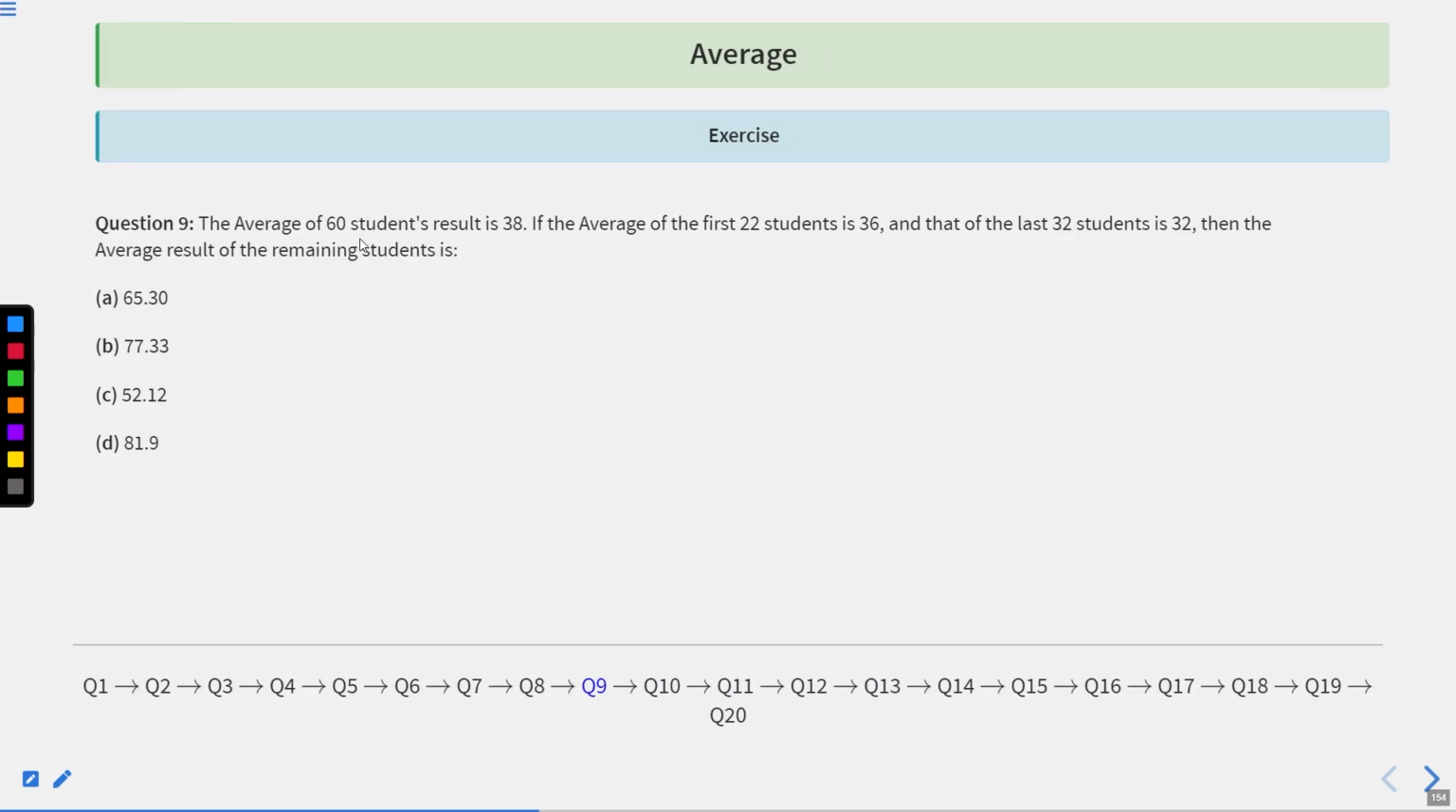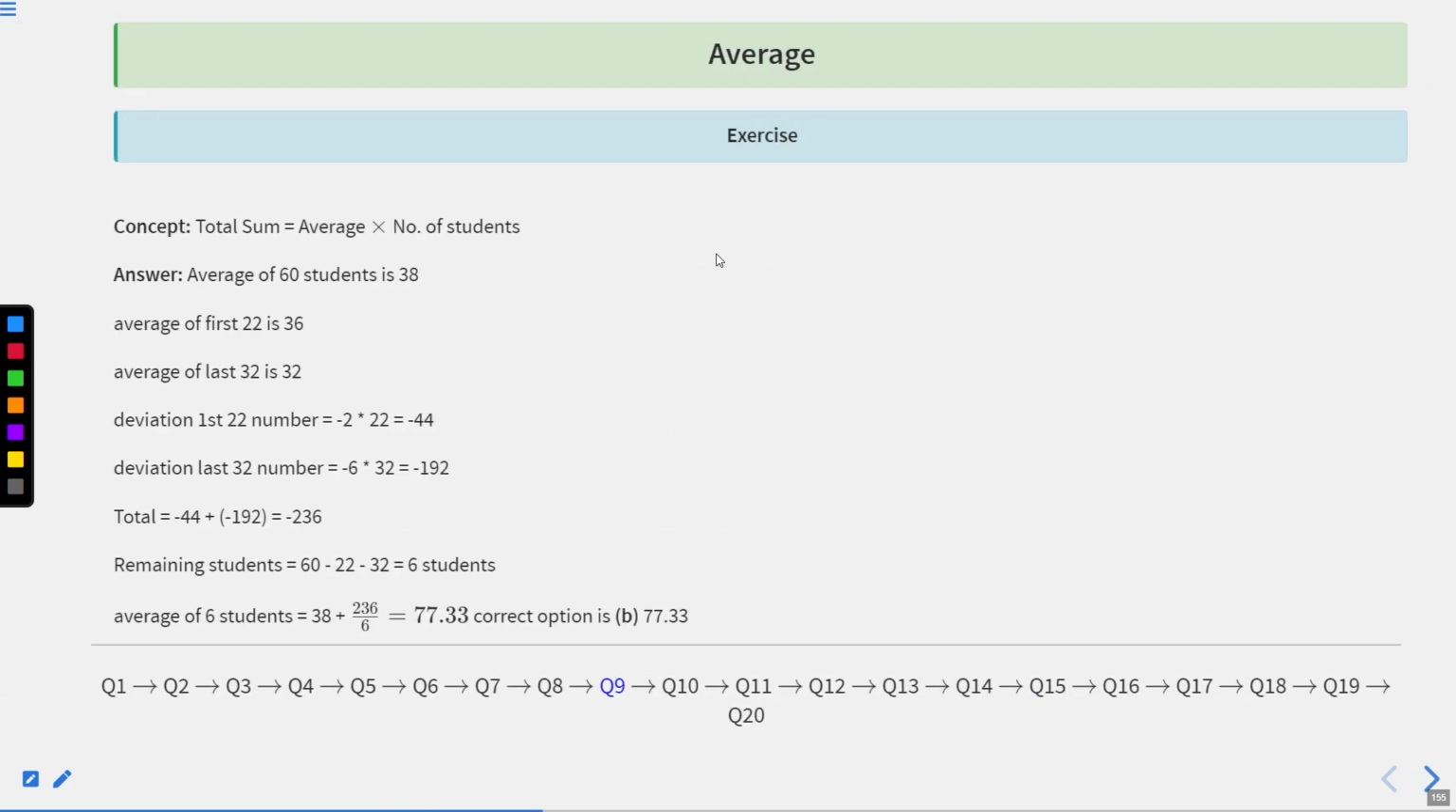The average of 60 students' results is 38. If the average of the first 22 students is 36 and of the last 32 students is 32, then what is the average result of the remaining students? In this question, the average of 60 students is 38, the average of the first 22 students is 36, and the average of the last 32 students is 32.